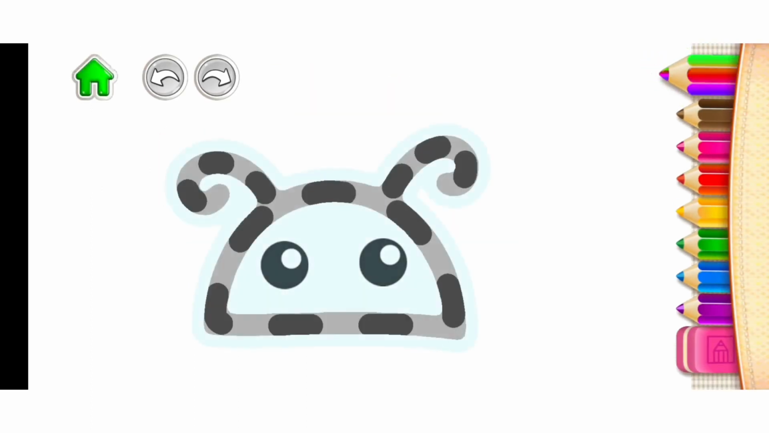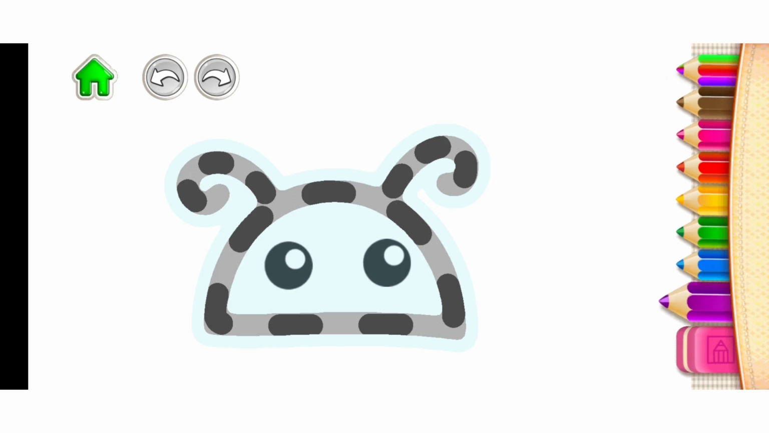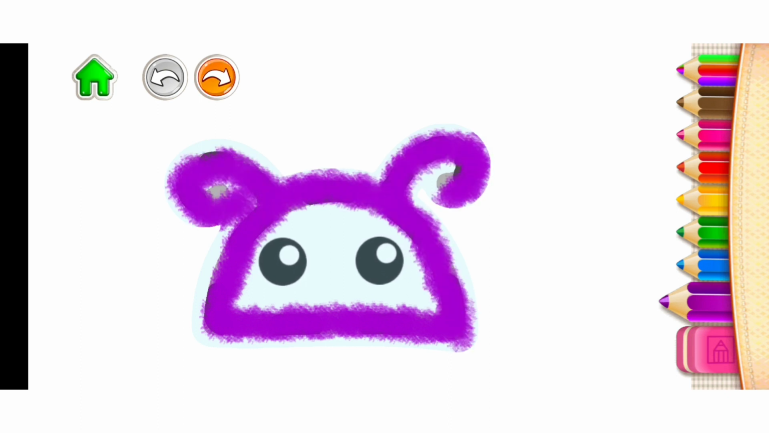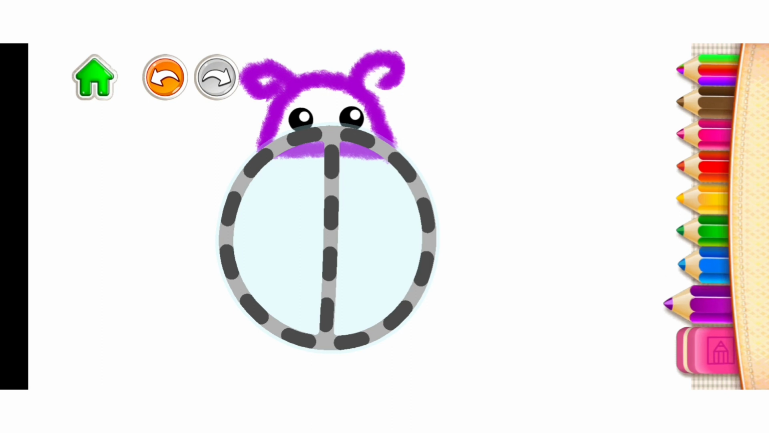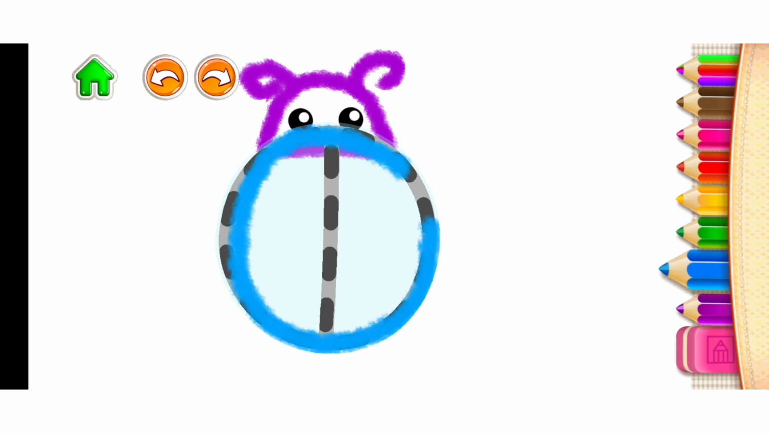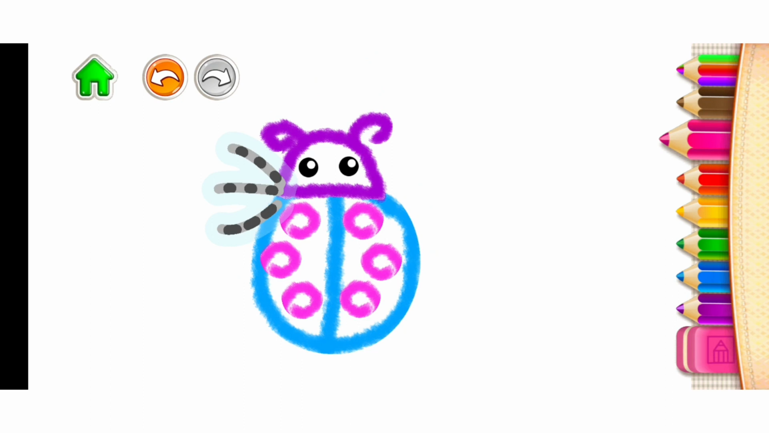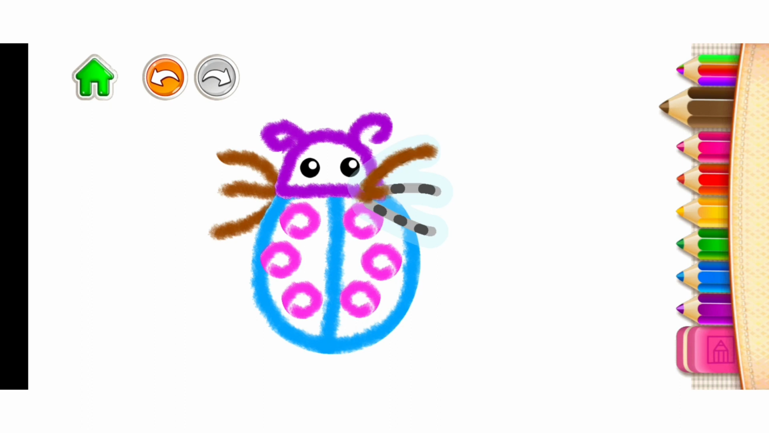Let's draw a ladybug. First, draw its head and antennae. Violet. Now, draw its body. Blue. Spots on its back. How delightful! Now draw its legs from one side. And now from the other.